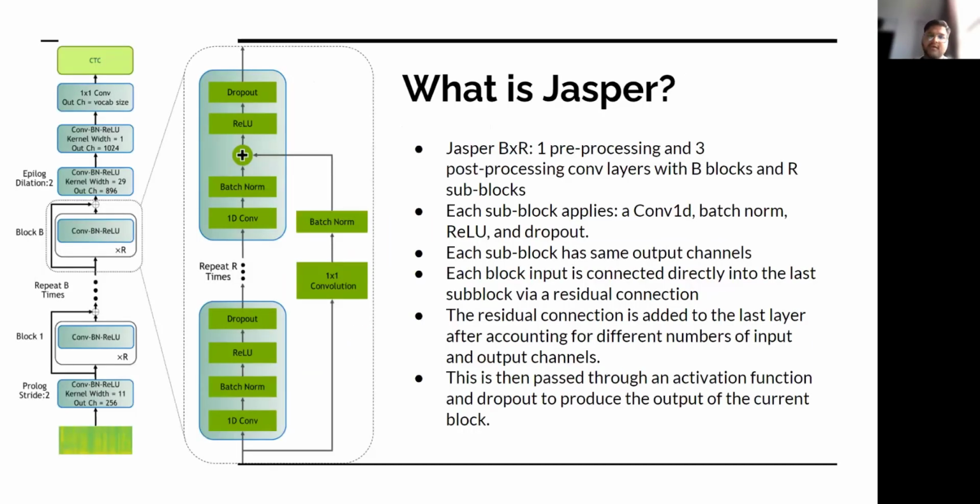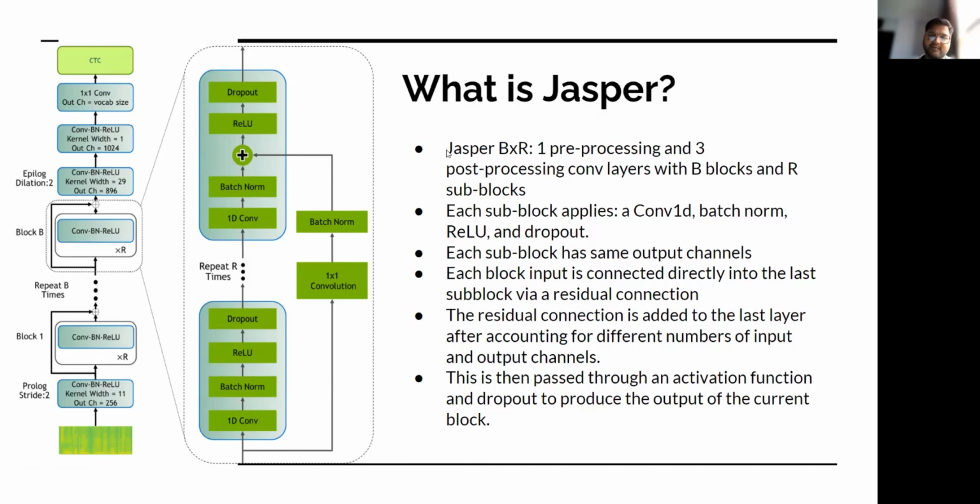Then the model that we used is Jasper. It was the state of the art until recently. So this is the architecture of the model. It only uses convolutional layers and a few other batch norm and dropout layers. The exact architecture is shown on the left side of this slide. Any Jasper model comprises one pre-processing convolutional layer and three post-processing convolutional layers.